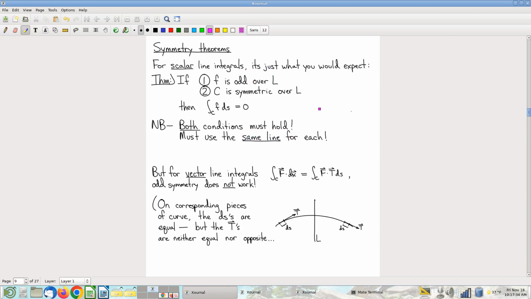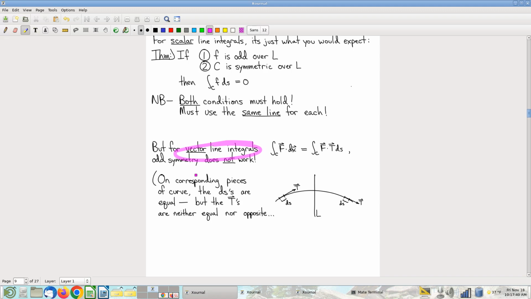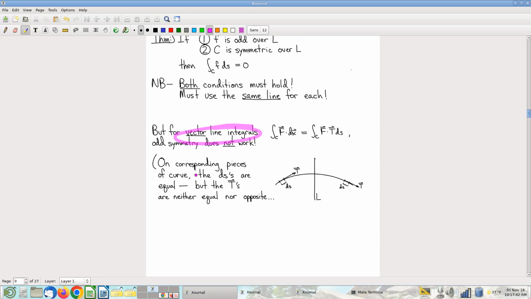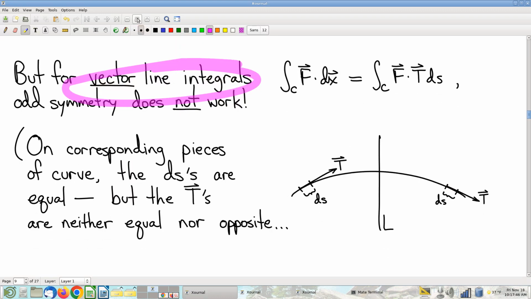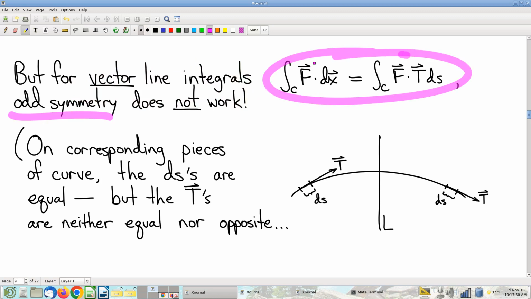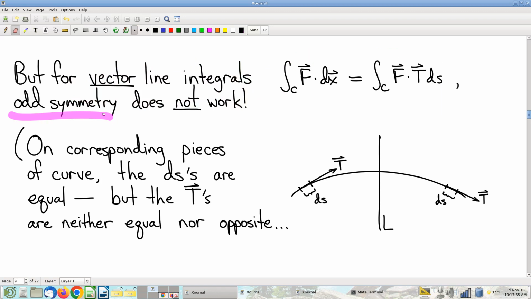Okay, so that's the good news. Now, vector line integrals. Bad news. There is no odd symmetry theorem. So you cannot apply odd symmetry for vector line integrals. It just doesn't work. The reason why? Not hard to see, actually.